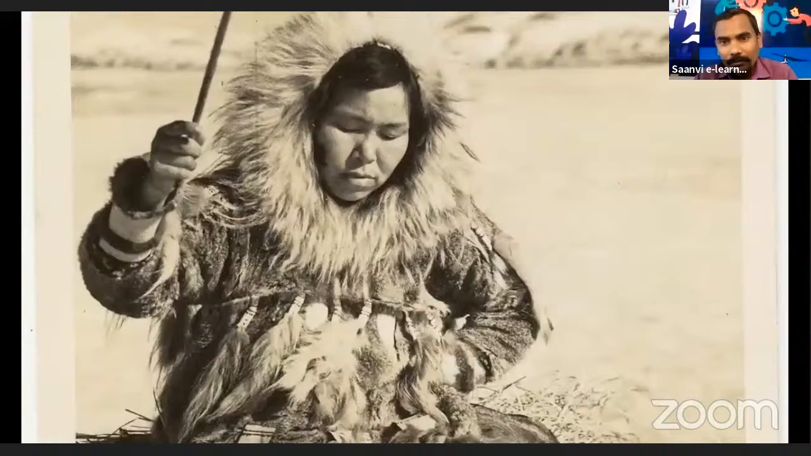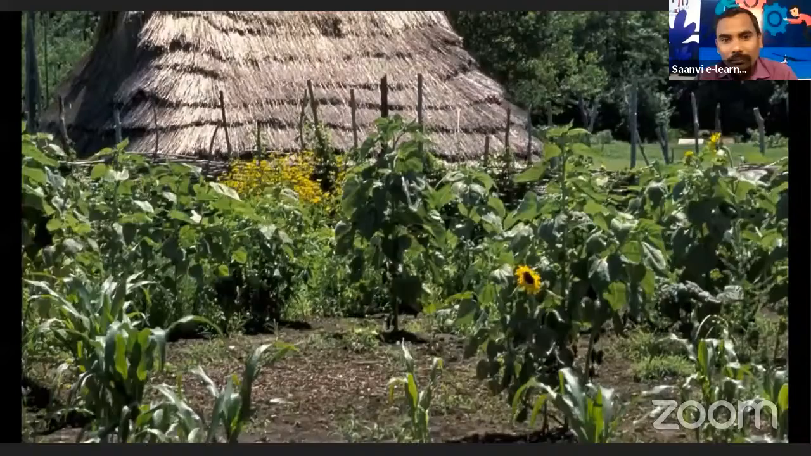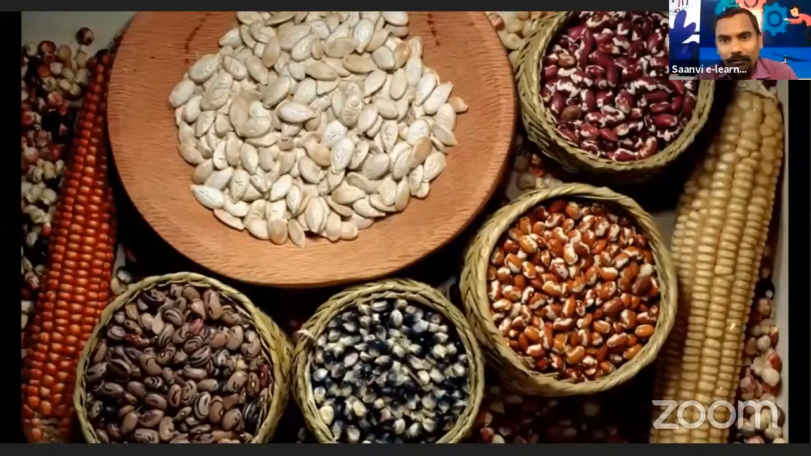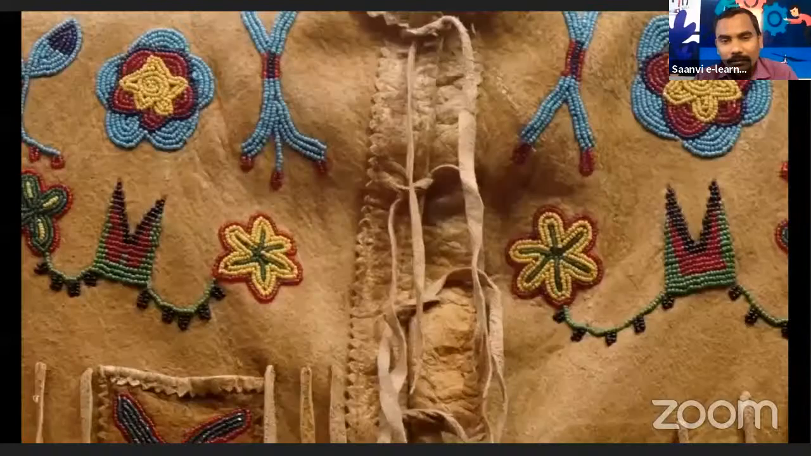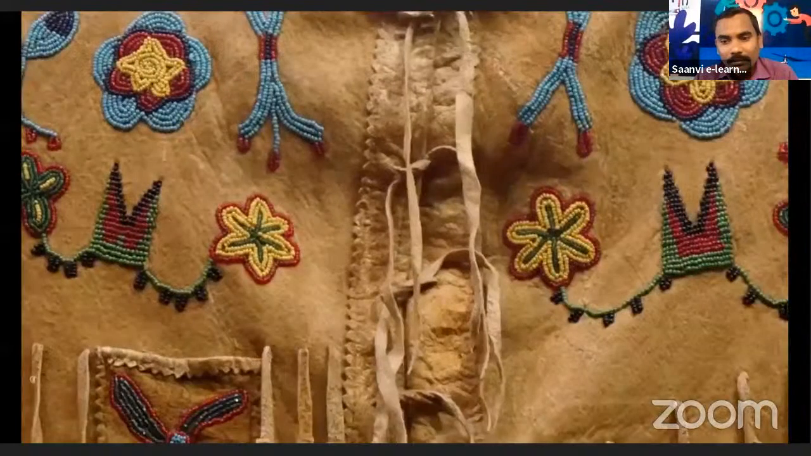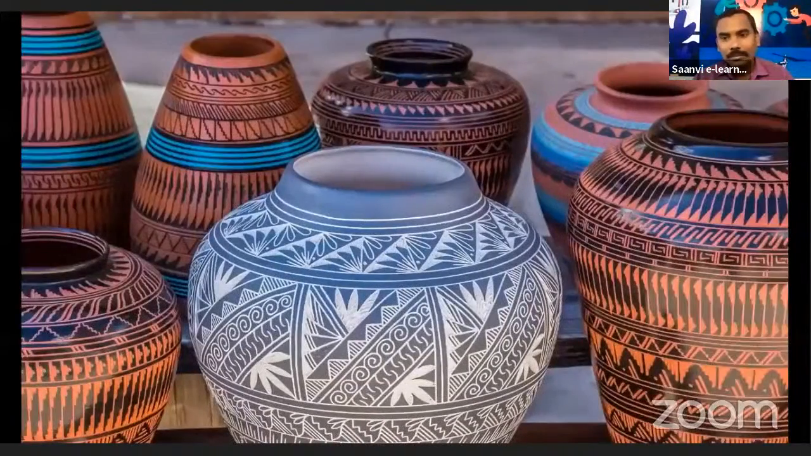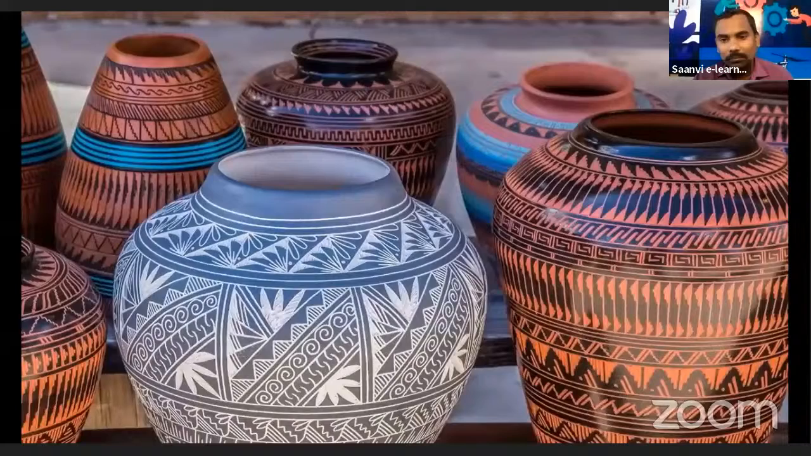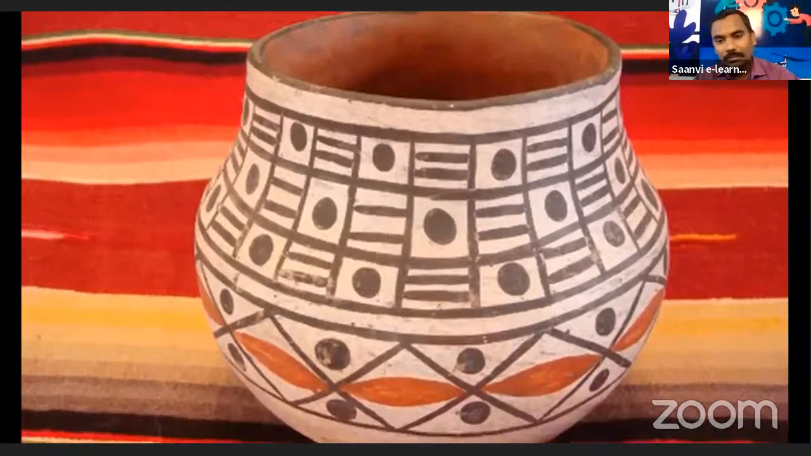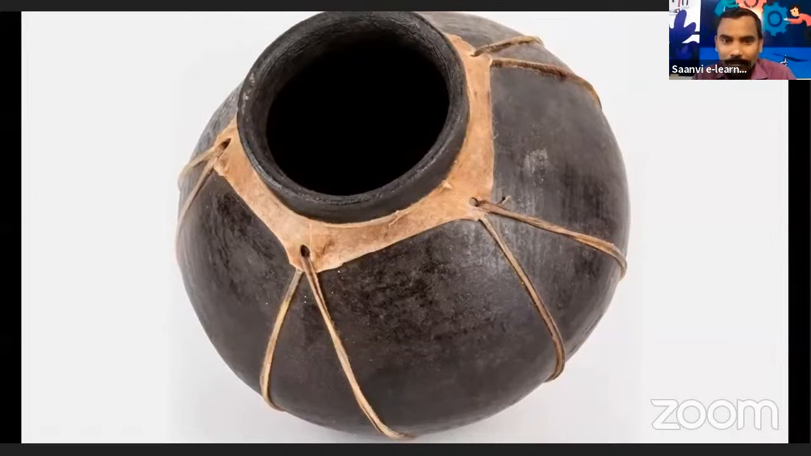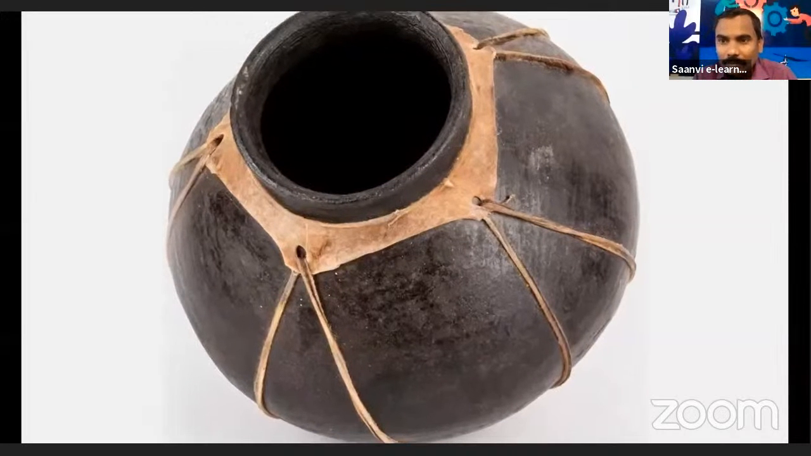Farming was important to many of the tribes, especially in warmer climates. Main crops included corn, beans, and squash. Native Americans created many beautiful works of art. Pottery is the process of using clay to create handmade pieces. These works of art were not only beautiful, but very useful. Pottery was used to store grain and other foods. It was also used to collect water.